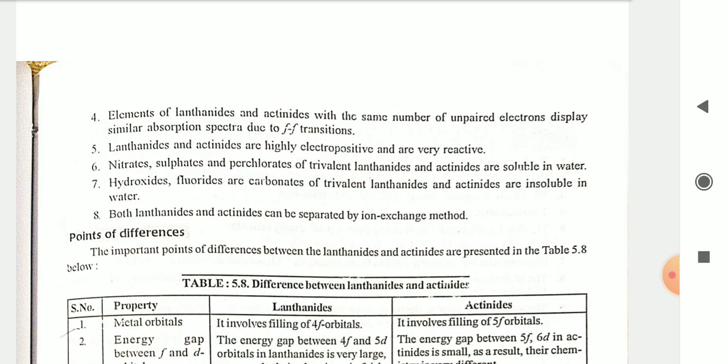Fifth, lanthanides and actinides are highly electropositive and are very reactive. Sixth, nitrates, sulfates, and perchlorates of trivalent lanthanides and actinides are soluble in water. Seventh, hydroxides, fluorides, and carbonates of trivalent lanthanides and actinides are insoluble in water. Eighth, both lanthanides and actinides can be separated by the ion exchange method.